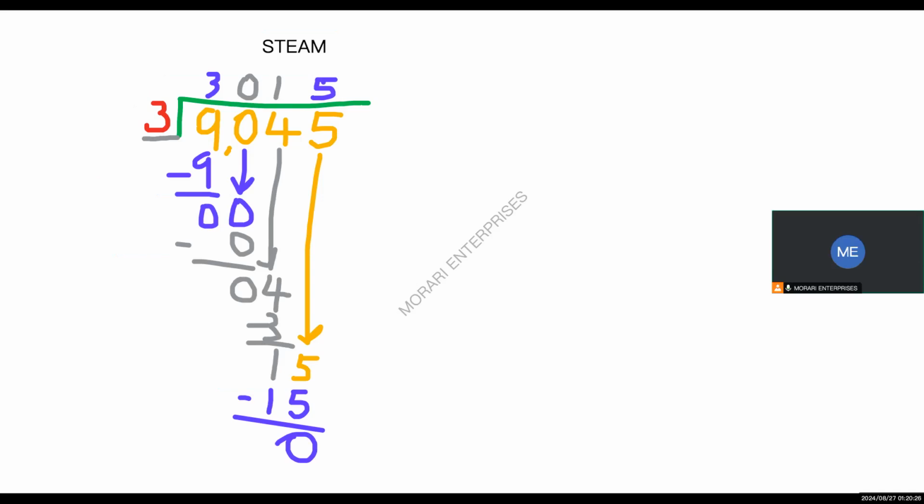It means there is no remainder. In other words, 9,045 divides by 3 evenly. It divides evenly, right? Okay, so that is good. This is your long division.